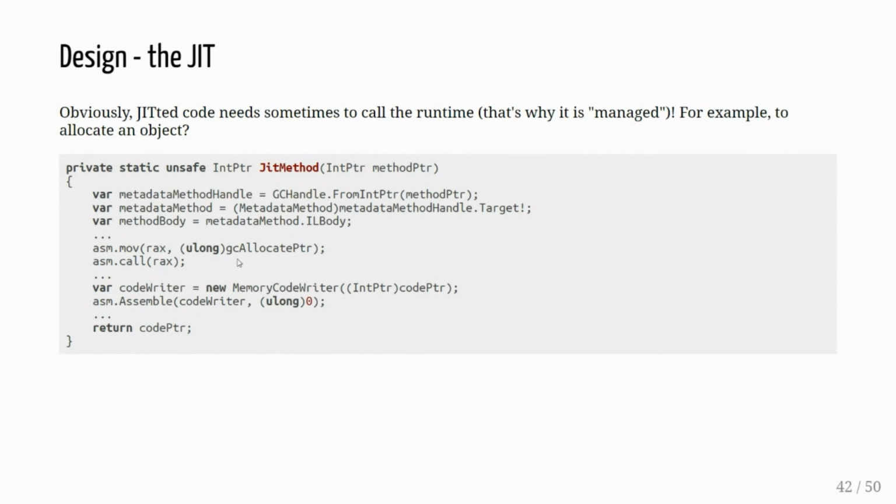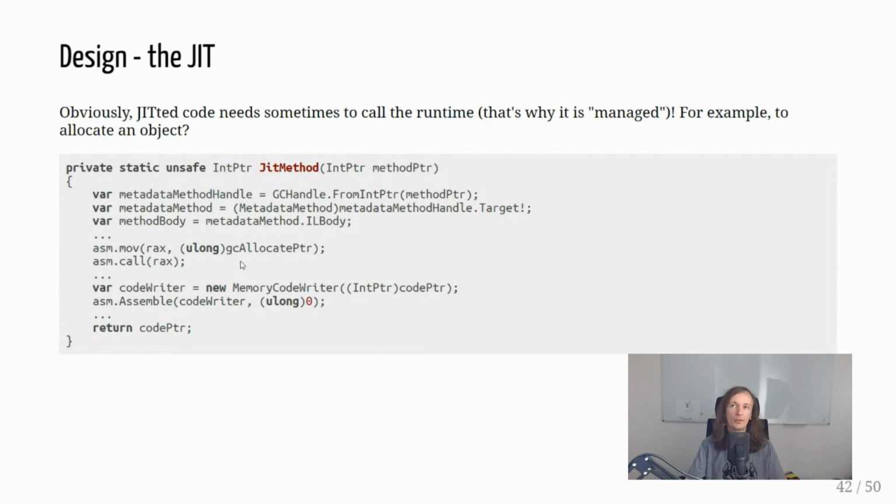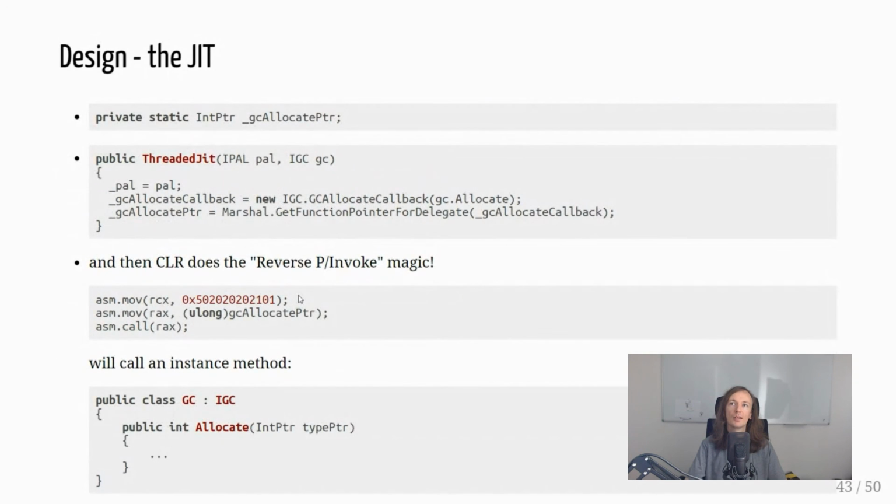So for example, when the method that I'm JITting requires calling the allocator, I need to call the allocator. So I need to use the call instruction to some pointer that is representing a callback to the runtime itself. And I can create it because, in fact, .NET Core provides huge, nicely working, powerful features for that.